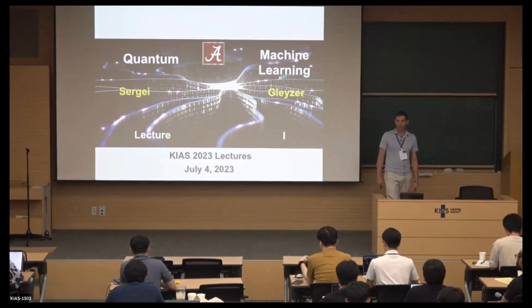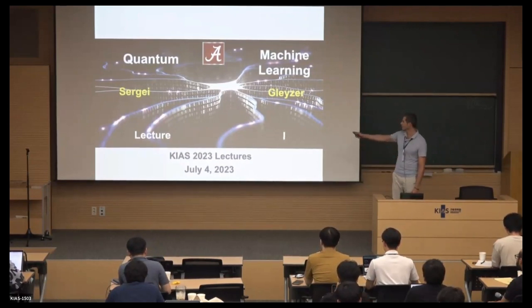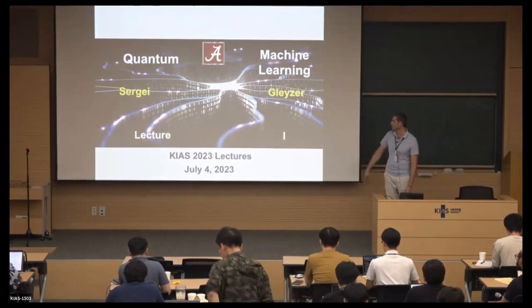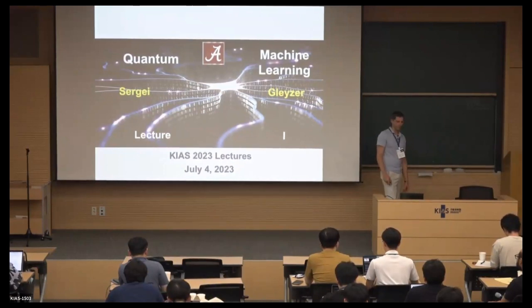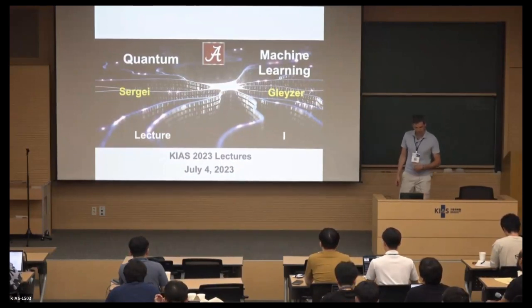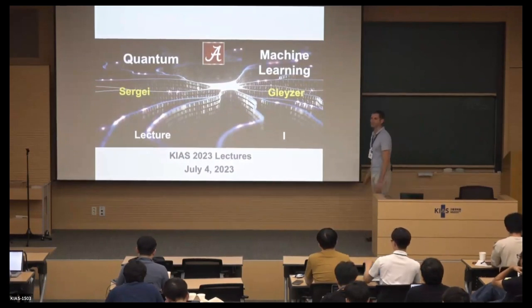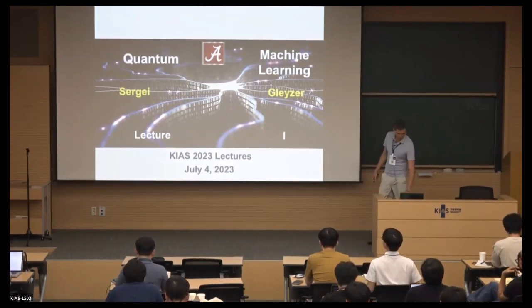My task is to talk to you about quantum machine learning today. My name is Sergey Gleyzer. I'm a faculty at the University of Alabama, and I'm a particle physicist by training. I do a lot of AI, also quantum as well.